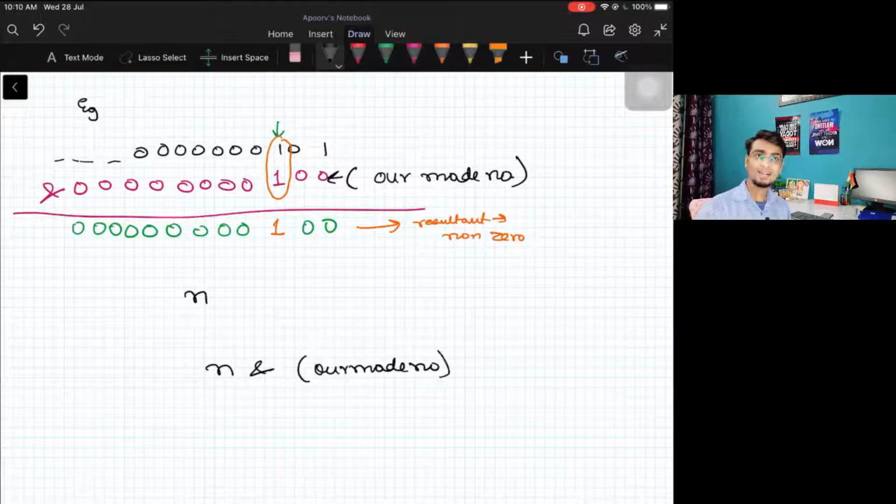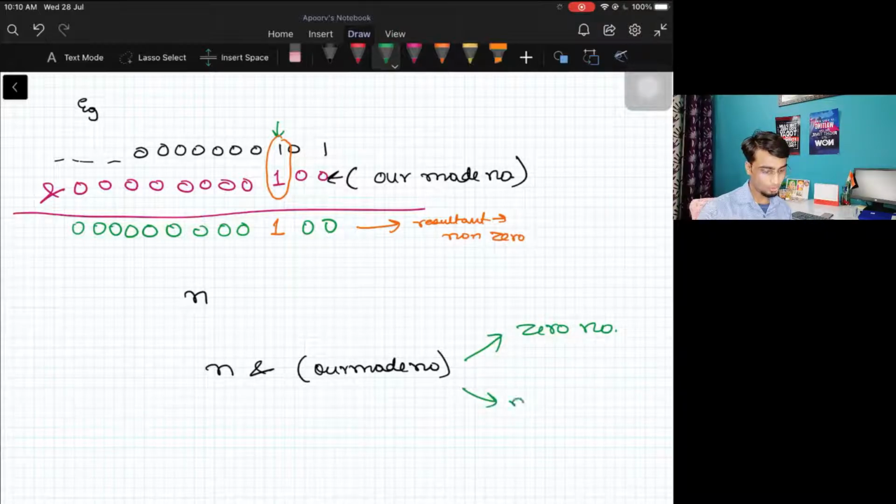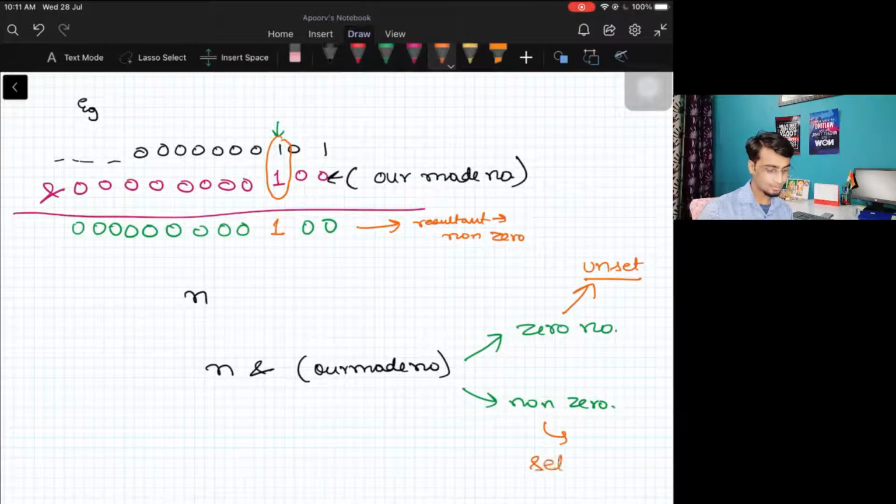So if you do an AND with our made number, either you get a 0 number or you get a non-zero number, right? Only two possibilities. If you get a 0 number, that means the bit is unset, because the initial bit would be 0. If you get a non-zero number, the bit is set, right? This much logic is clear to us.